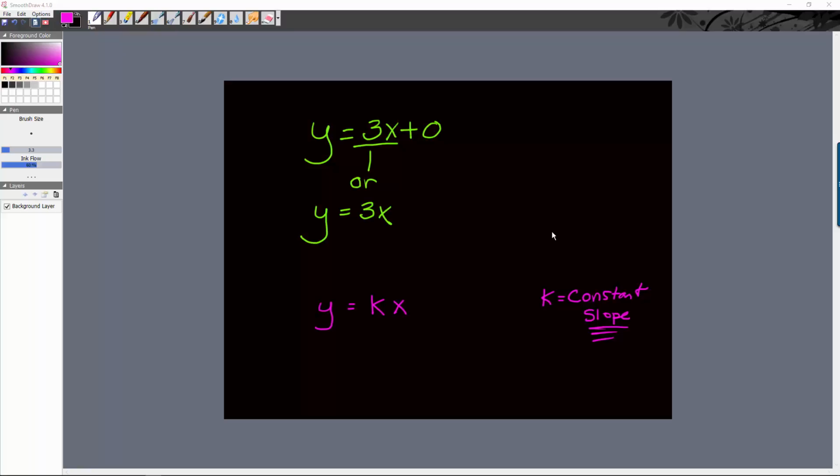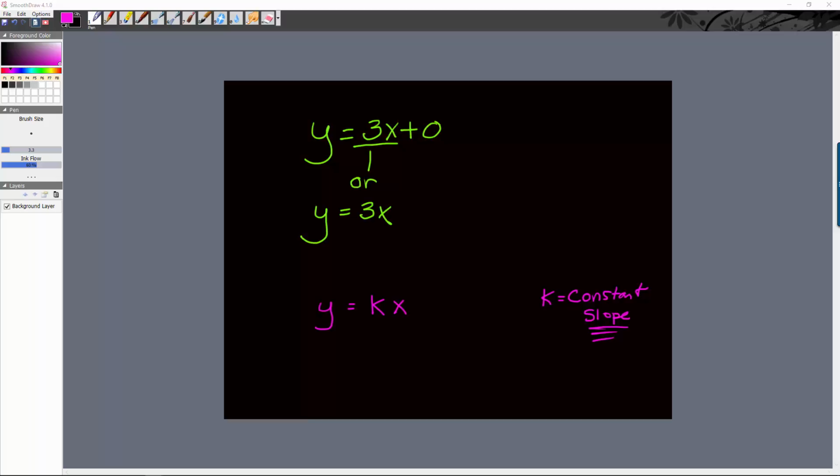All right, so I want to give you a quick refresher before the exam tomorrow. The very first thing is, let's look at an equation like y equals 3x plus 0. Now we know that is really y equals 3 over 1x plus 0. The other way I could write this is y equals 3x. They mean exactly the same thing.